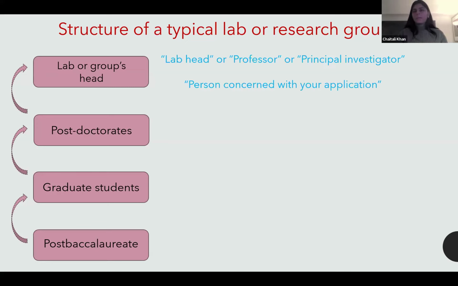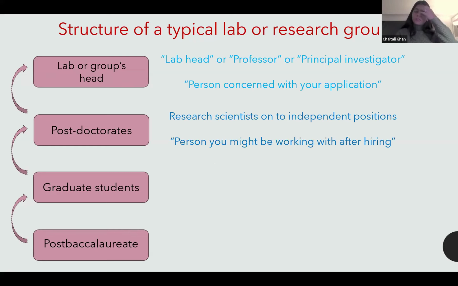So when you are applying to the lab, the person who is responsible, or who you should be connecting with, is the lab head, which is often referred to as lab head, professor, or principal investigator. And this is the person who is concerned with your application, right? Then come the research scientists onto their independent position, as I have the arrows upwards. So you gain experience, and then you are transitioning to a higher position.